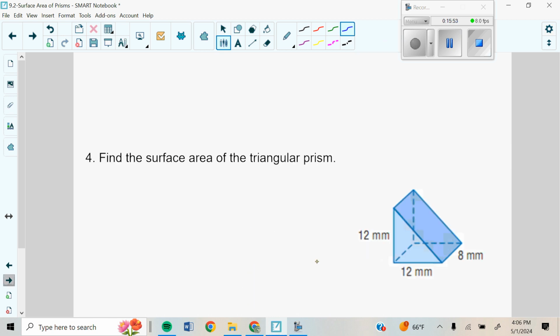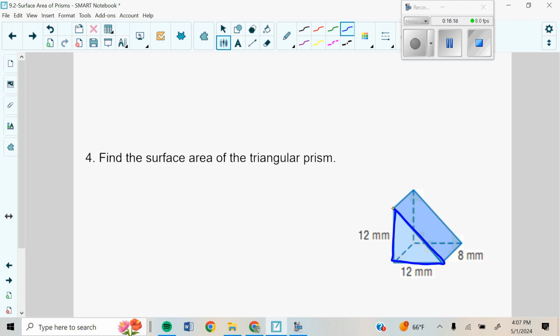All right, that brings us to this triangular prism. So we need to find the surface area. First, we're going to find the area of the base. Now remember, you have to get out of your head that base is what it sits on. Base is the two congruent parallel shapes, which in this case ends up being our two triangles. So we need to find that hypotenuse in that triangle.